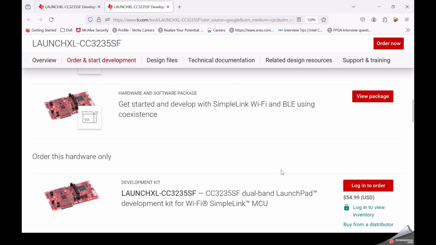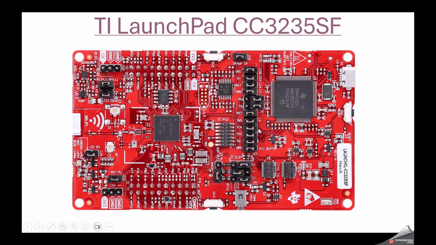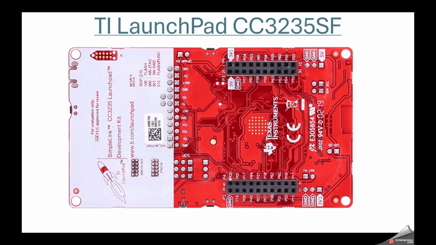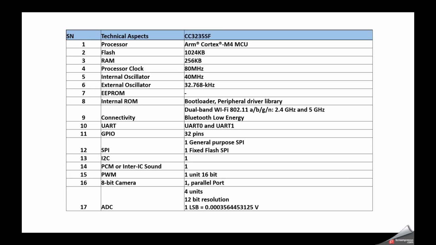And let's go back to the presentation here. So this is the top view of the board, and the bottom view of the board is here. And these are some of the main features of CC3235SF. The main reason for me to use this board is that it has an on-chip built-in Wi-Fi module for wireless communication. The outcome of my project will be to program this board to send and receive data through this wireless communication.